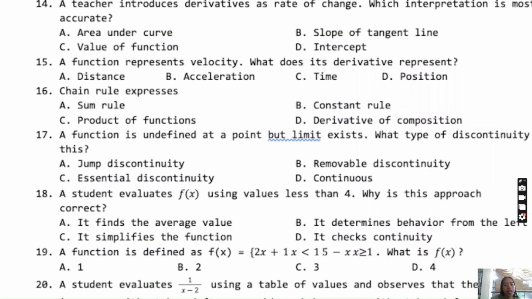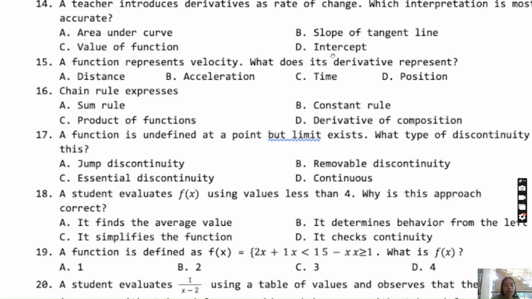So we are now in number 14. A teacher introduces derivatives as rate of change. Which interpretation is most accurate? So the answer is letter B, slope of tangent line. Because the derivative represents the instantaneous rate of change. This is also called the slope of the tangent line to the graph at a point. That is why the correct answer is letter B.